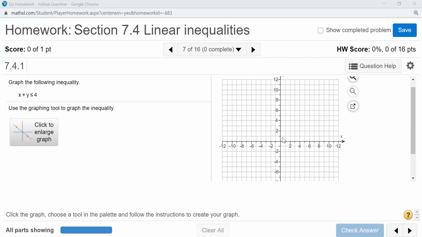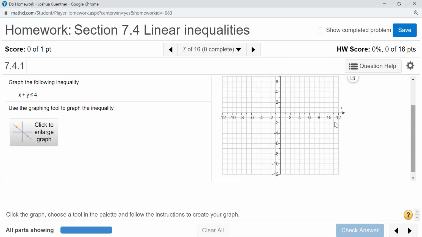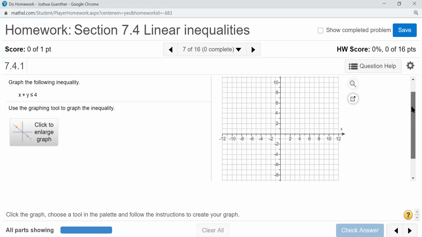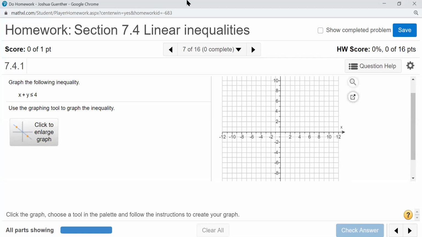So we want to graph the following inequality, x plus y less than or equal to 4. This is going to be a relatively simple one. So we have x plus y greater than or equal to 4.